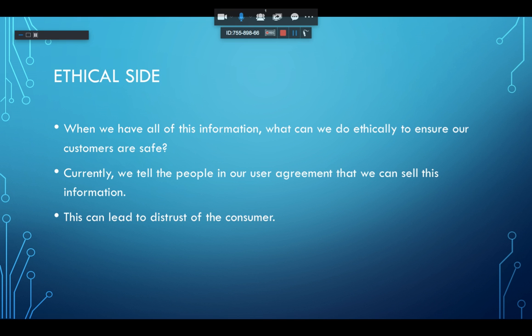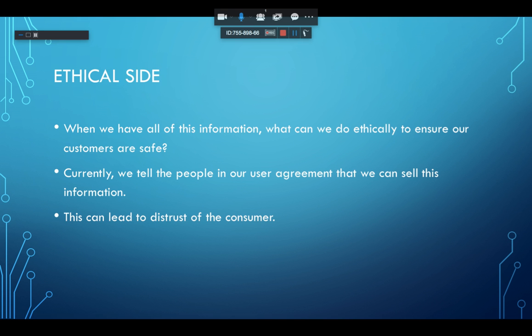So now let's look at this ethically. When we have all this information, what can we do ethically to ensure our customers are safe? Currently, we have every user sign up using our user agreement, and at the end, we state that we can sell this information to any company we see fit. Now, let's talk about that for a second. Let's say Amazon wants to buy all of our data, the people that we are getting, and we sell them our data. Obviously, we're making money. That's good for us.